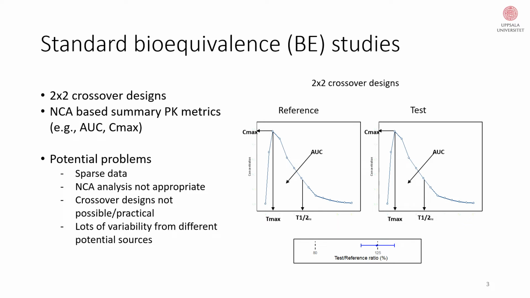And there's lots of problems with these types of studies, potentially. You can have things like too sparse of data, so that the NCA analyses don't make sense. You can have other problems with the data that make NCA analyses inaccurate or biased. You might have components of the drug, like long half-lives, which make crossover designs not possible or practical. You might have lots of variability from different potential sources, making it hard to run these types of studies. So there's a number of potential problems with standard bioequivalence designs.